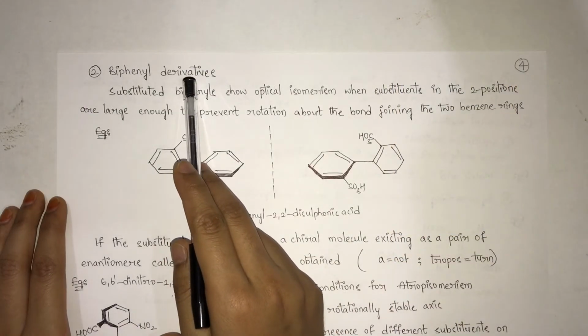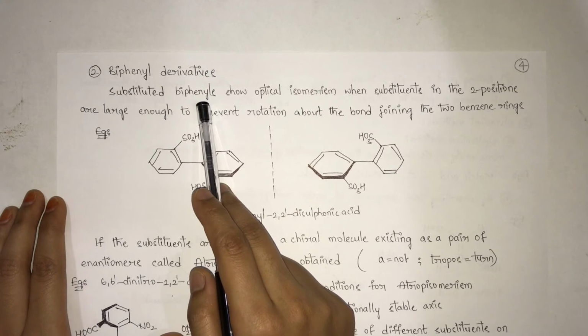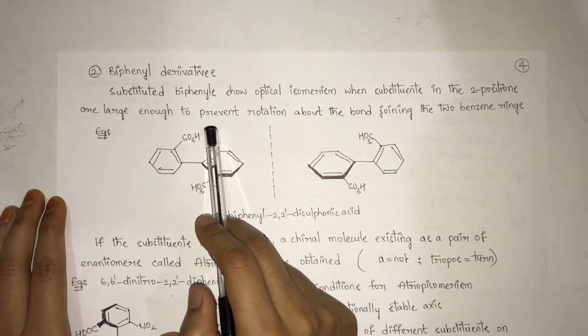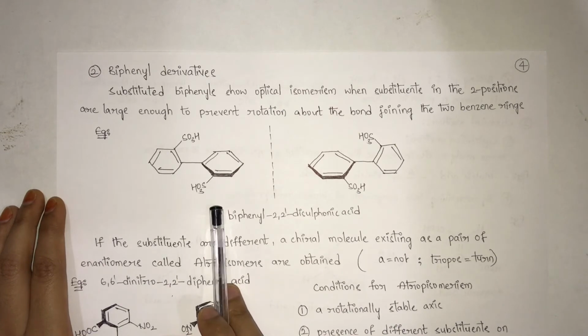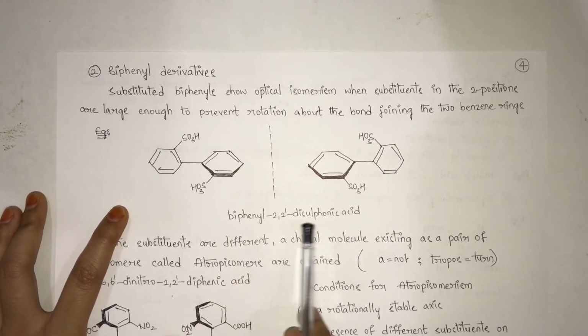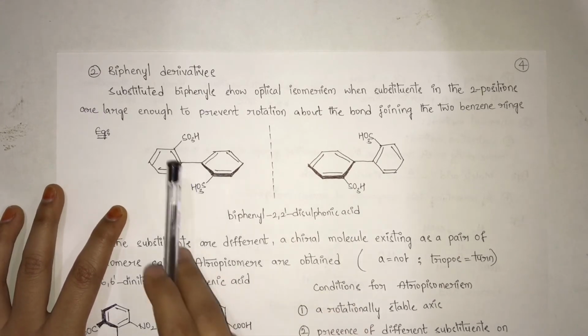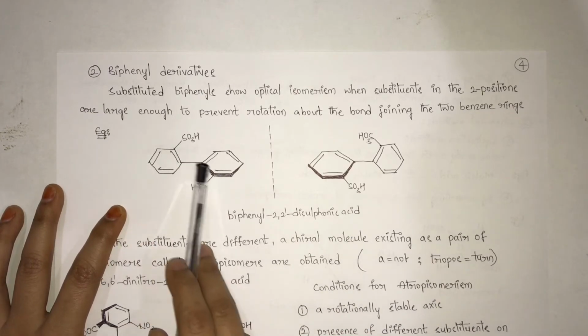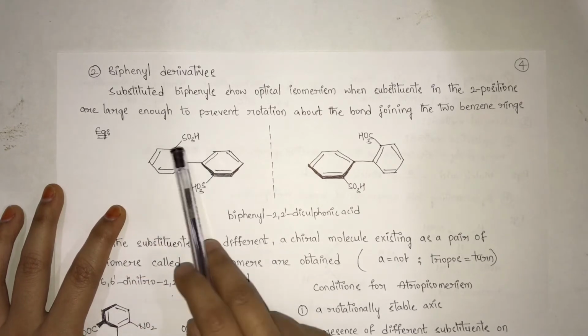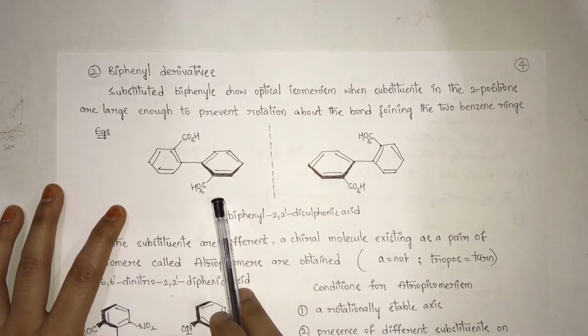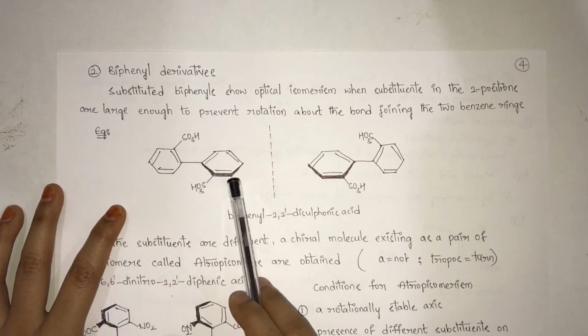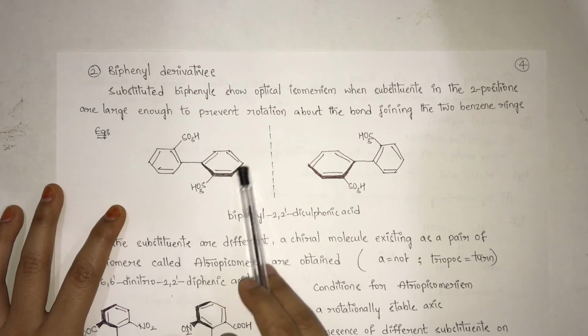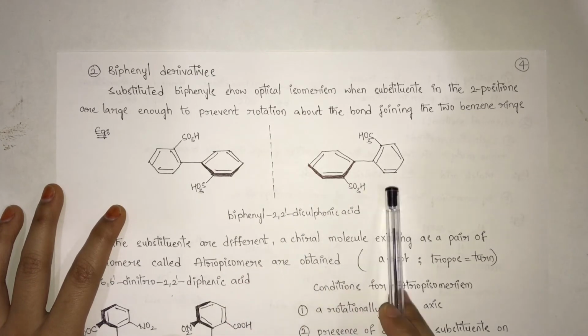Biphenyl derivatives. Substituted biphenyls show optical isomerism when substituents in these two positions are large enough to prevent rotation about the bond joining the two benzene rings. So this is an example of a biphenyl derivative, biphenyl 2,2-disulfonic acid. The substituents are on the second positions. They are large enough in order to prevent the rotation. So this is in the plane and this group is towards us. On placing a mirror, we will get non-superimposable mirror images.